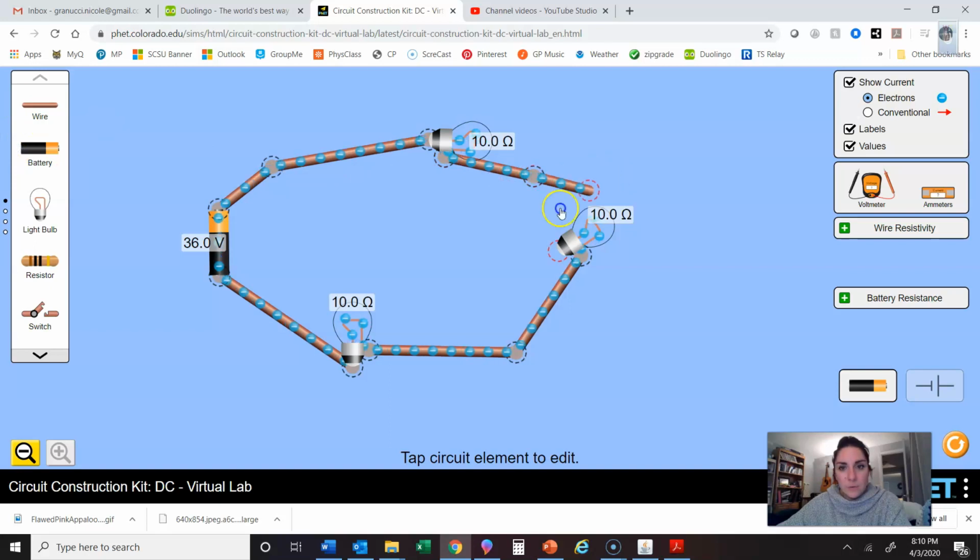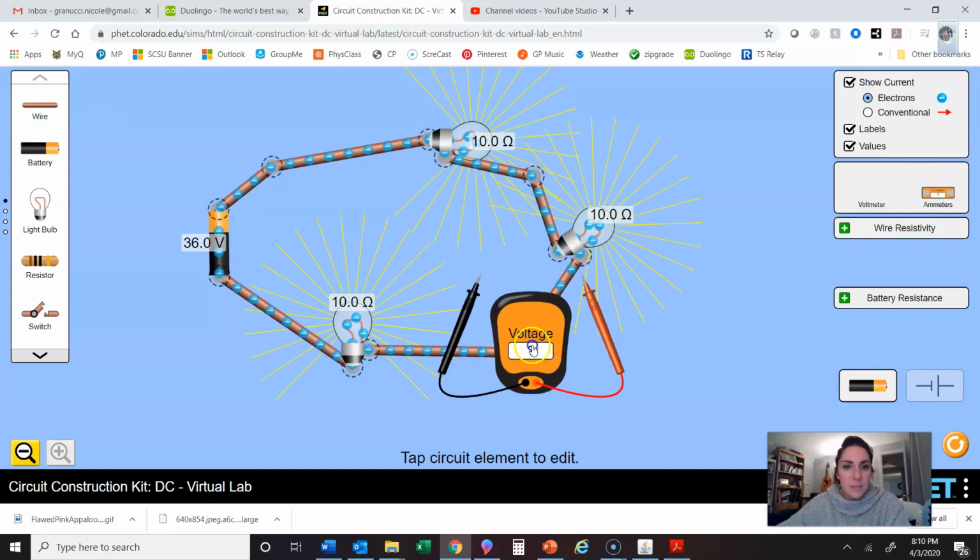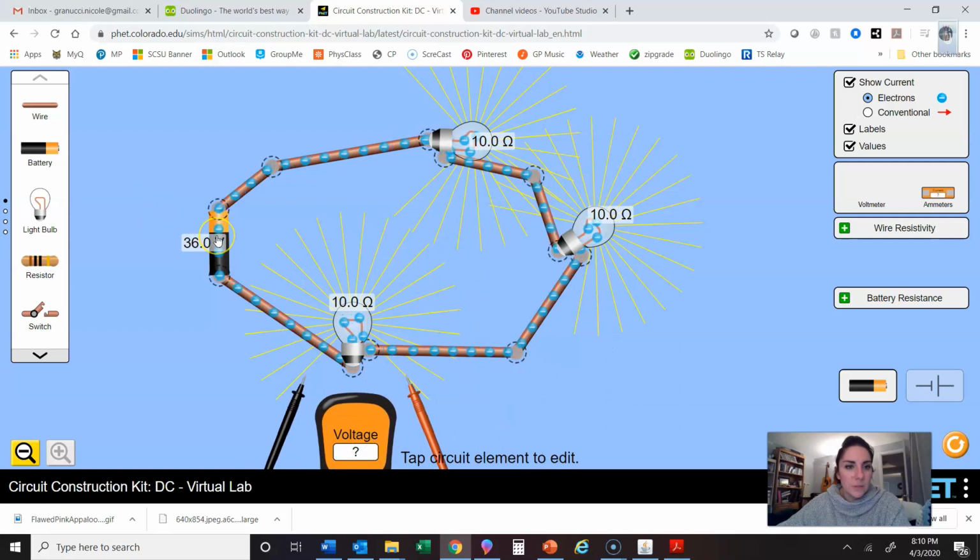But let's take a look at the voltage. Right now I have 36 volts that the battery can provide to each of these bulbs.